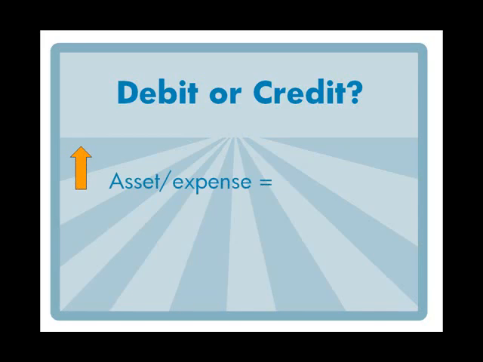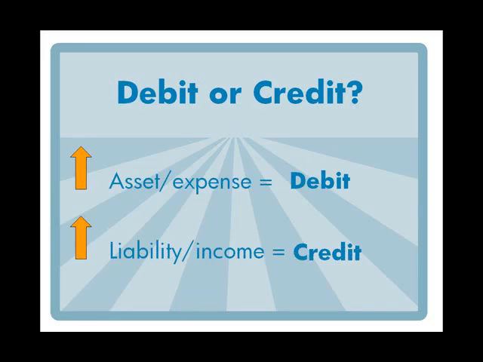I'm now going to explain a bit more what debits and credits are. An increase in an asset or an increase in an expense is a debit. An increase in a liability or an increase in income is a credit.